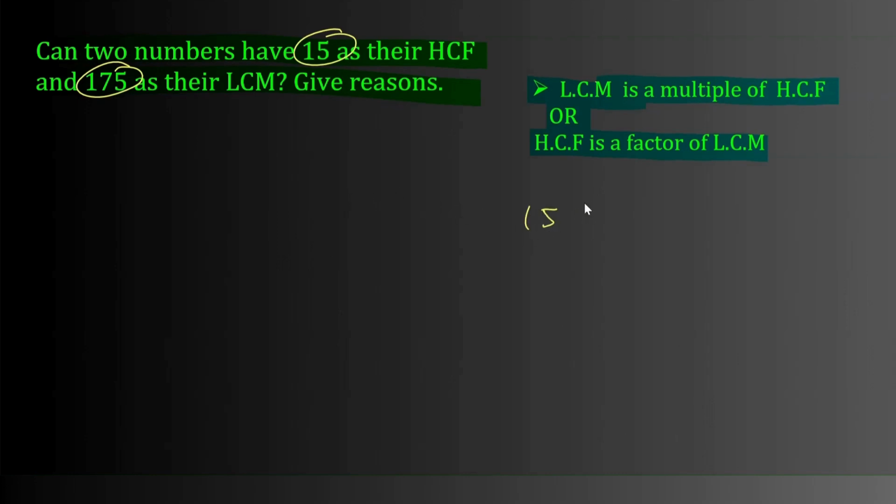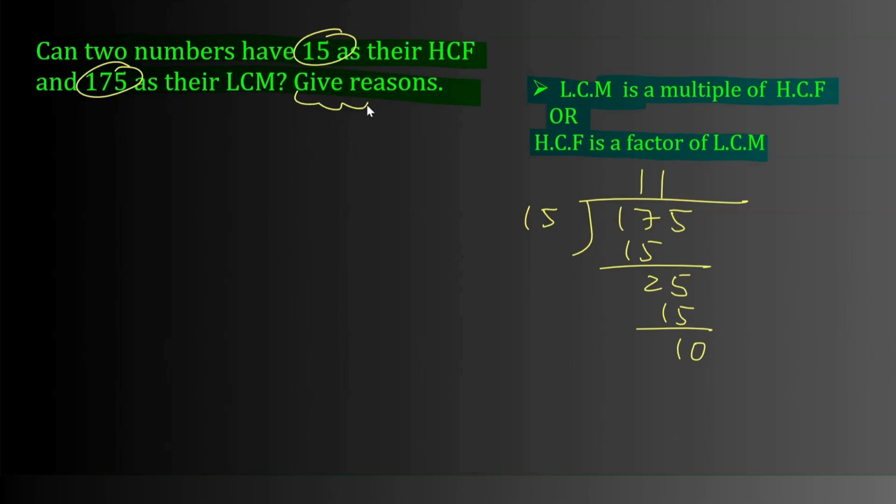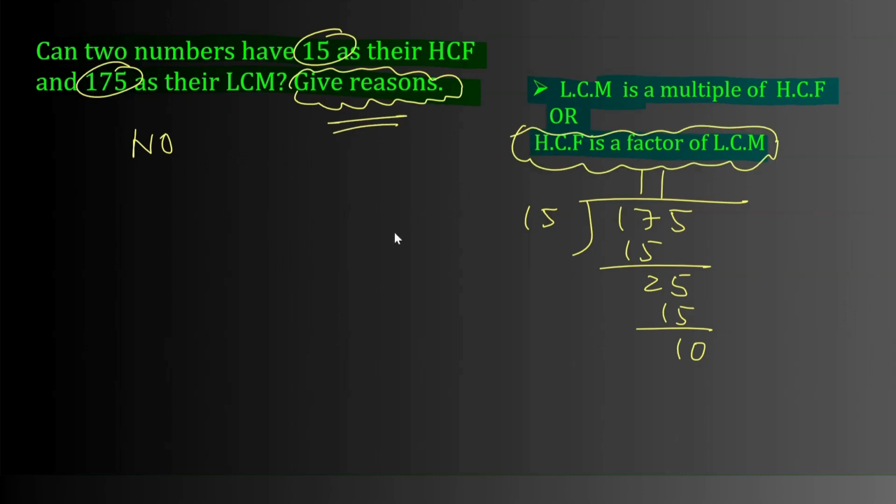So let's say I divide 175 by 15. 15 one time is 15, and it is leaving remainder 10. So it is not divisible, right? So you can see that the answer is no. The first answer is no, and the reason for that, you should say, is that HCF has to be a factor of LCM.